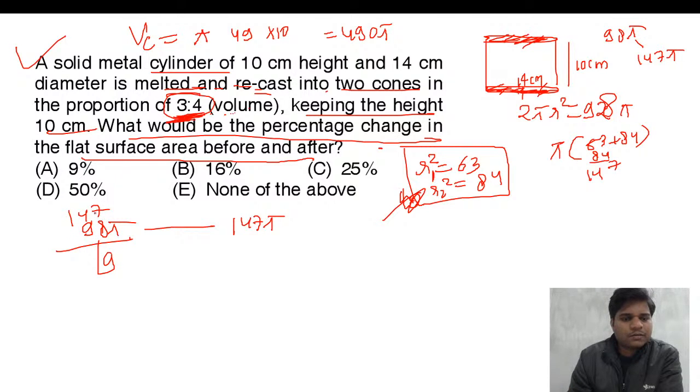But 49 is 50% of this. So 50% is the increase. This is the right answer. Okay, this was a little not calculative. Values were given as a good one, so that we can easily do the calculations.